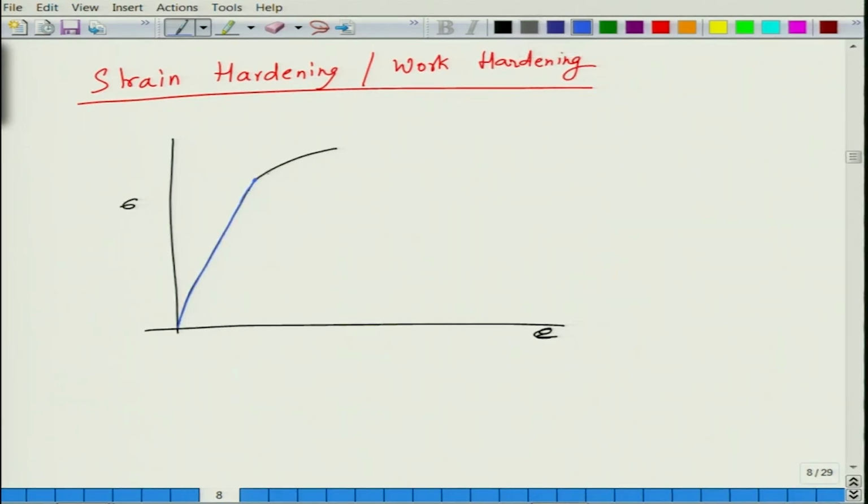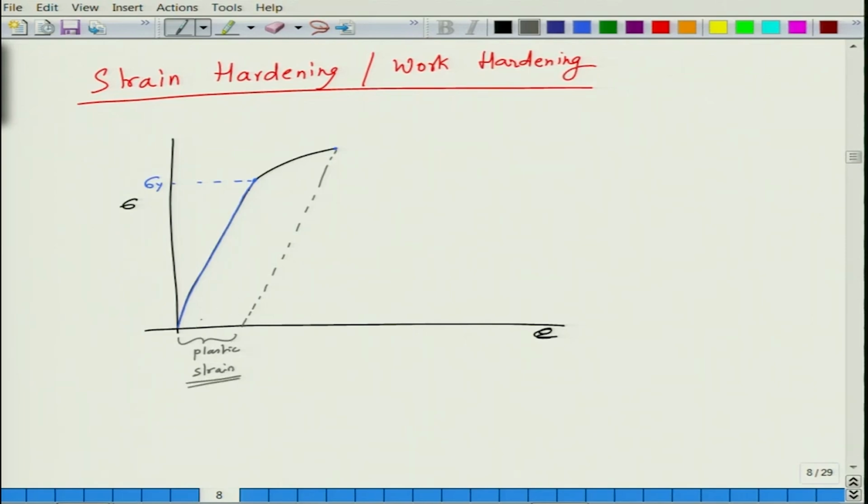Now, this is the sigma y, and this is some plastic strain that you have. Let us say you reach this plastic strain and you suddenly unload. When you unload, this much strain is the plastic strain. You will recover the elastic strain, but the material will remain plastically deformed, with this permanent strain.